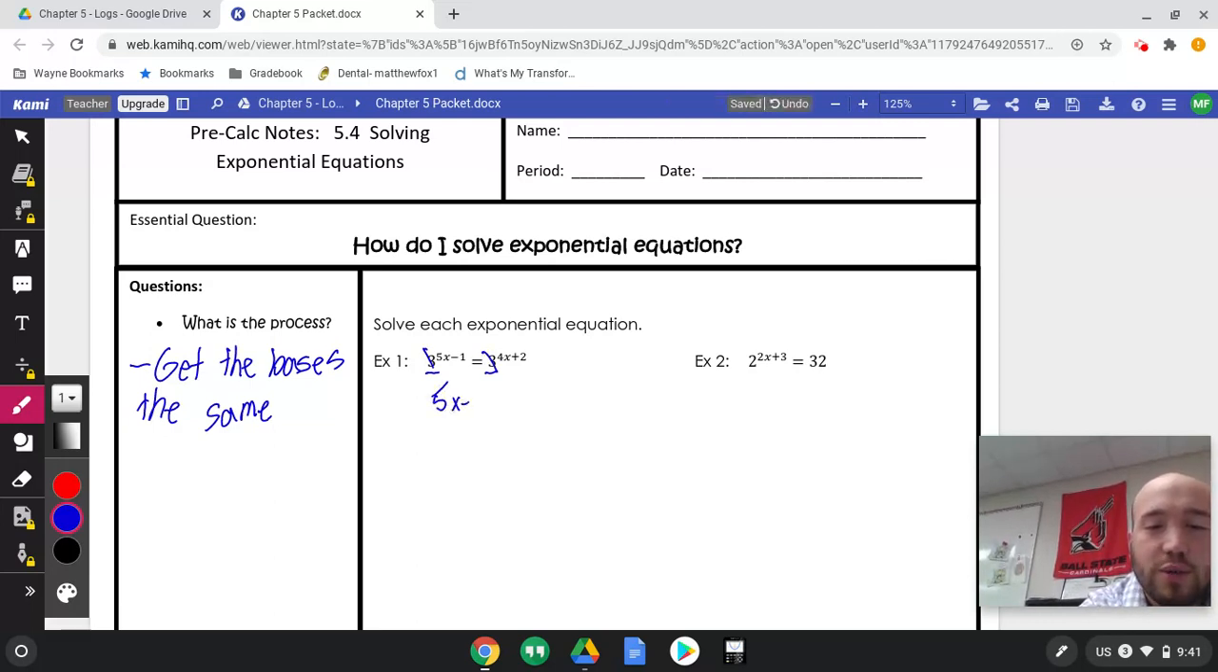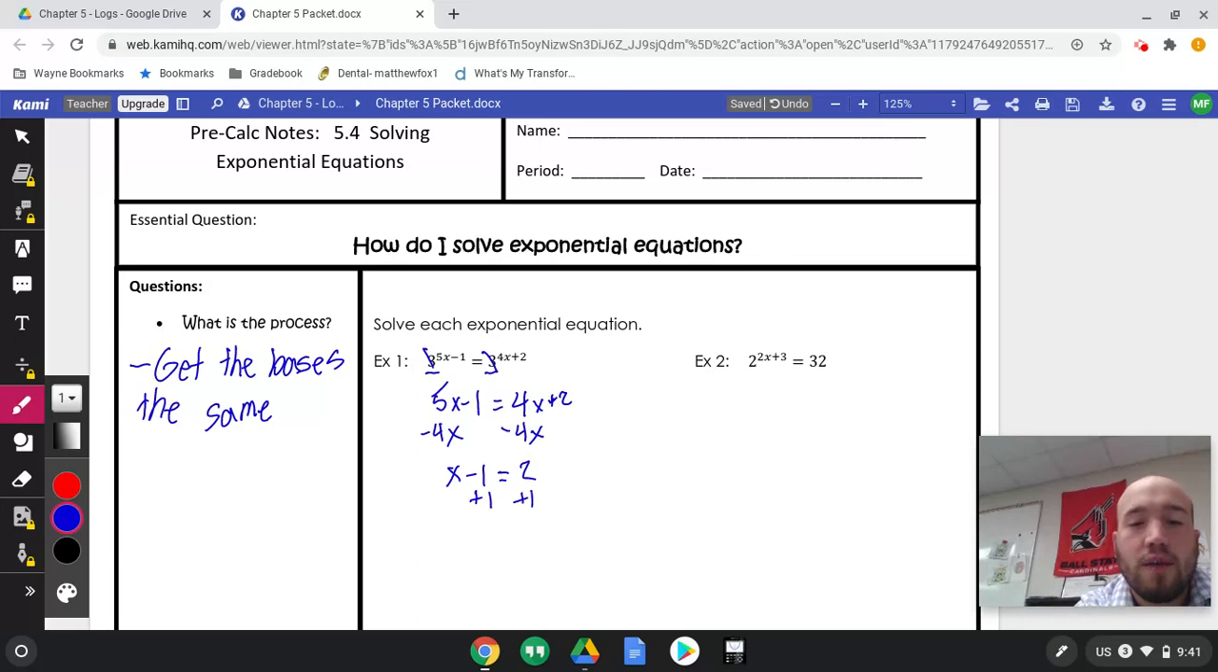So 5x minus 1 will equal 4x plus 2. From here, it's an algebra 1 problem. Subtract your 4x from both sides. We get x minus 1 equals 2. Then we just add over 1, and we get x equals 3.